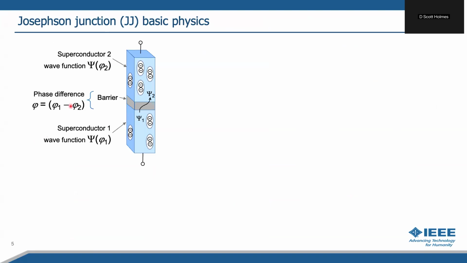And between those wave functions, the wave function has a particular phase. What is phase? We're not going to get too much into that right now. All you have to think about is that there's a phase difference between these two sides. And when there's a phase difference, there can be tunneling of the current of Cooper pairs from one side to the other.